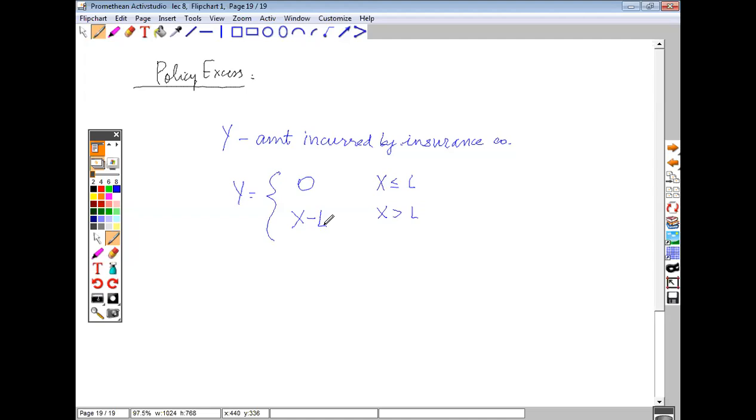So this is just to avoid cases where people might come to the insurance company saying, हमारा 5 रुपए का नुकसान हो गया, भरपाई कर दो, हमने इंश्योरेंस ले रखा है. Does that make sense? Yeah. So L is set by the insurance company itself.